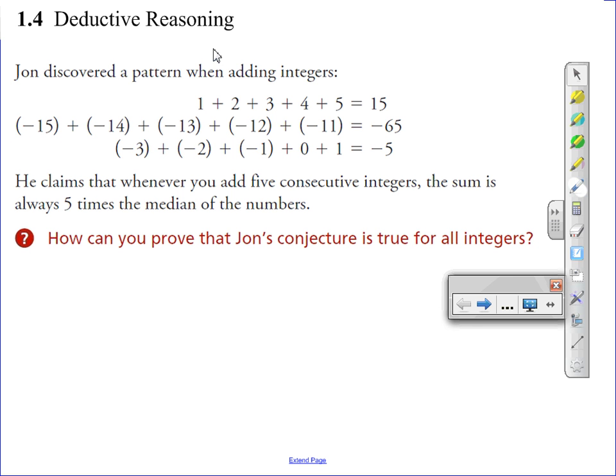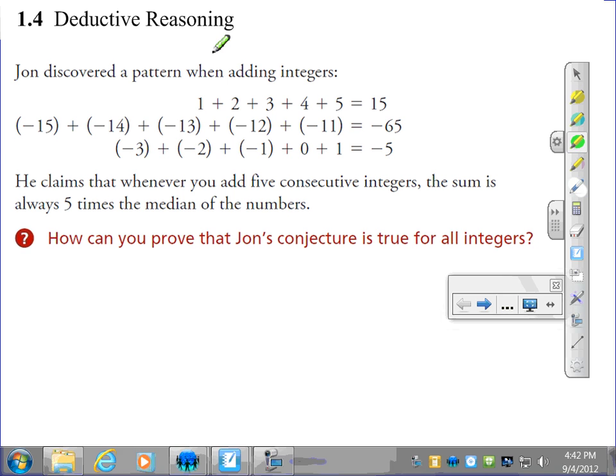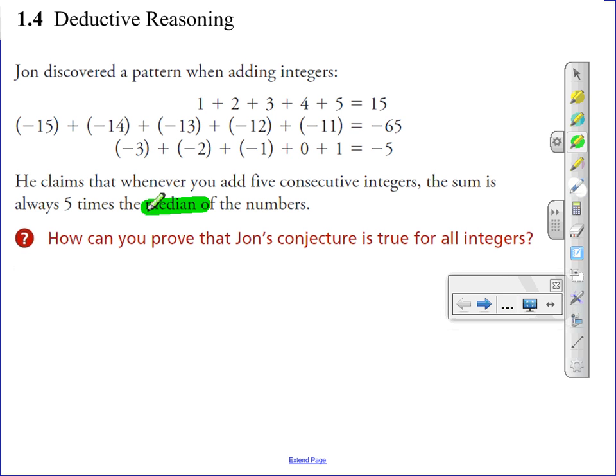John's come up with a conjecture. He says that whenever you add 5 consecutive digits, you will always get an answer that is 5 times the median of those numbers. So first of all, I see a word there, median, from statistics that you've done before. And median means the middle number when you arrange them from greatest to least. So I'm going to look at this third example here. And if you look at the median number, the number that would be in the middle of 5 numbers, that's -5. And he's saying times that by 5, you'll always get that.